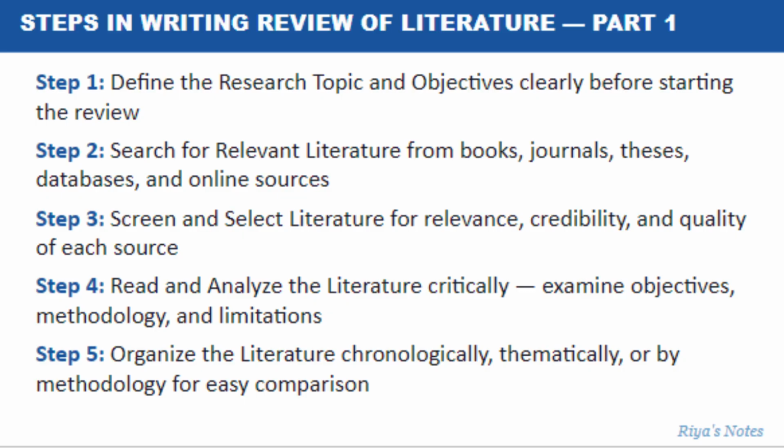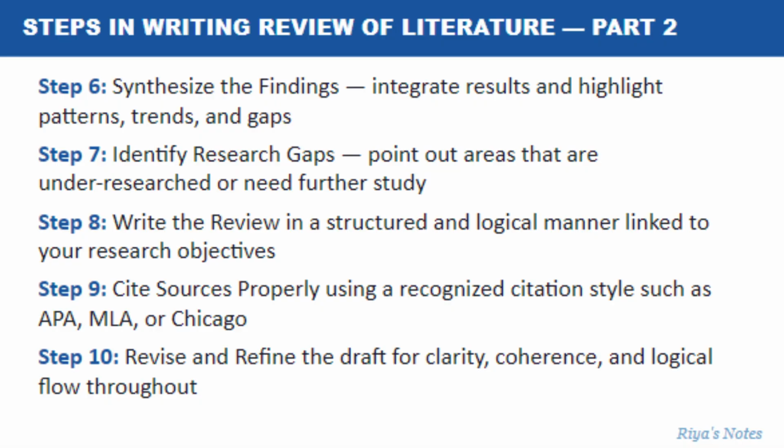Step 4. Read and analyze the literature critically, examine objectives, methodology, and limitations. Step 5. Organize the literature chronologically, thematically, or by methodology for easy comparison. Steps in writing review of literature, Part 2. Step 6. Synthesize the findings, integrate results, and highlight patterns, trends, and gaps.